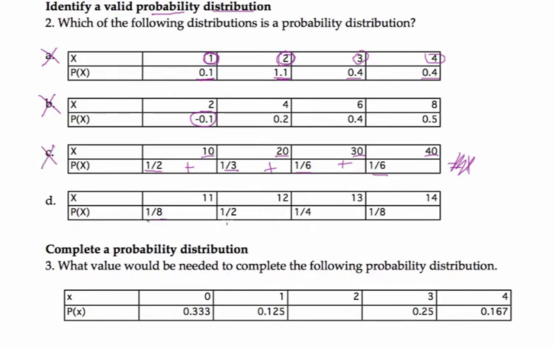But if you add up these probabilities, you can see that they sum to 1. So that is a valid probability distribution.